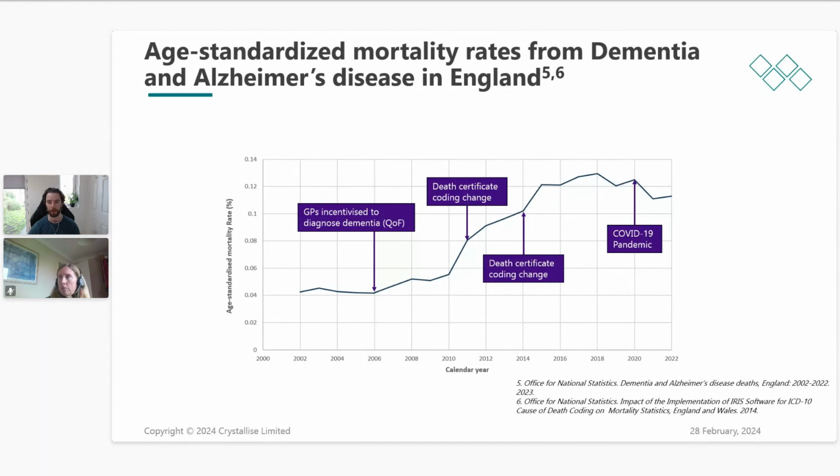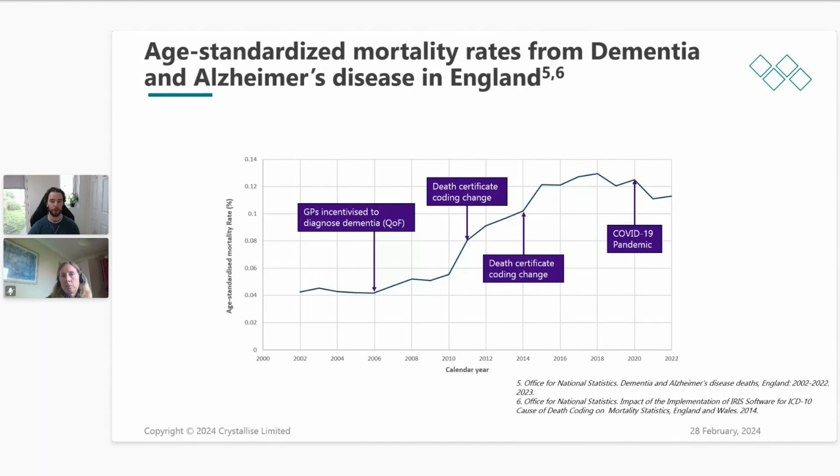So in and around 2003, there was actually a financial incentive for GPs to diagnose dementia. Prior to this, there was no real incentive, mainly because there wasn't much doctors could do about it. So there was no real incentive to actually officially diagnose it. This resulted in around 2006 an uptick as it flowed through to mortality in dementia deaths.